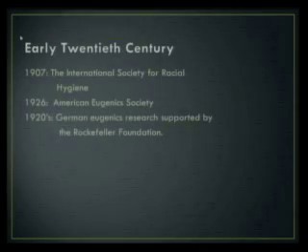As a matter of fact, in 1907, the International Society for Racial Hygiene was instituted. The United States got in on it. We had our own American Eugenics Society. In the 1920s, German eugenics research was supported by the Rockefeller Foundation. So it caught on. As a matter of fact, you might be surprised to know that in the 1920s and 30s, Winston Churchill believed in eugenics. It was only after the onset of World War II and the revelation of what the Nazis did that he became repelled by it.